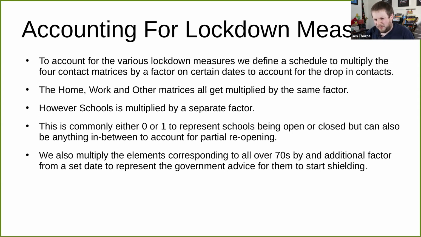There's also another special factor that gets multiplied. Anyone over 70 gets the elderly factor, as we call it, which is the advice to start shielding. So they get, I think it's a 20% bump down on the contacts once shielding was officially announced. So that stayed in for a while. So yeah, that's just there as a part of the model as well.